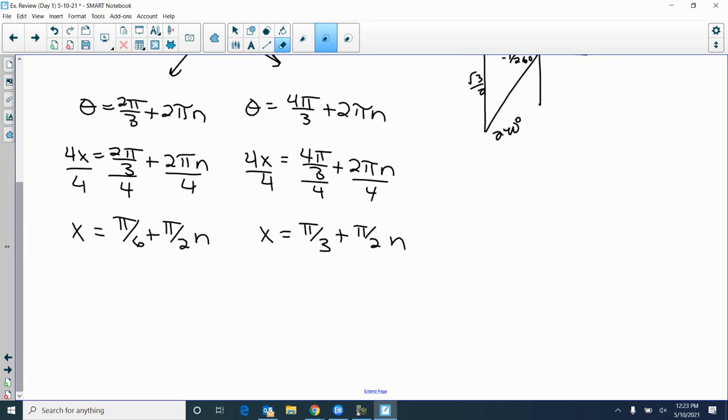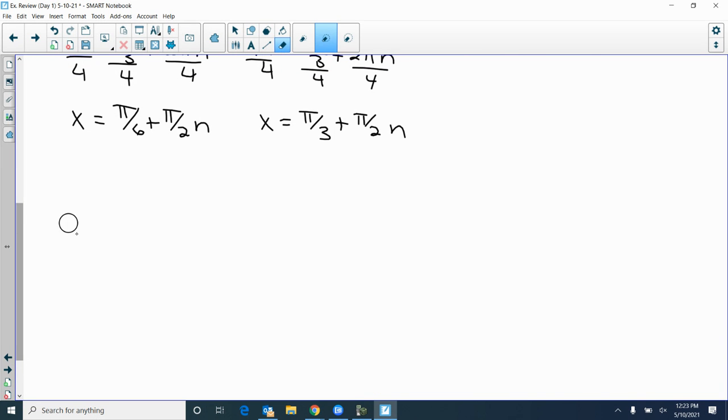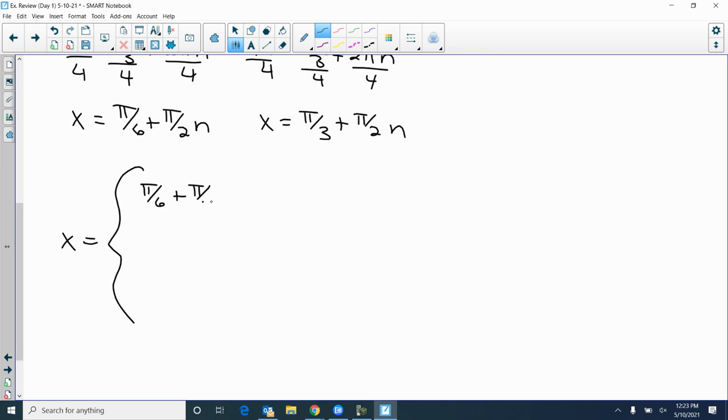All right, I'm just going to write a little bit neater for my final answer. Typically what we did was we would say x equals the two sets here, pi over 6 plus pi over 2n, and then pi over 3 plus pi over 2n for any integer n.